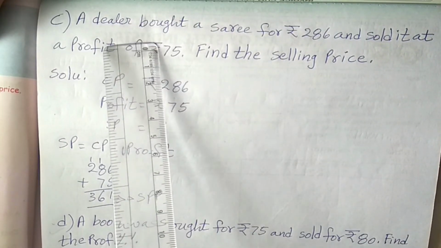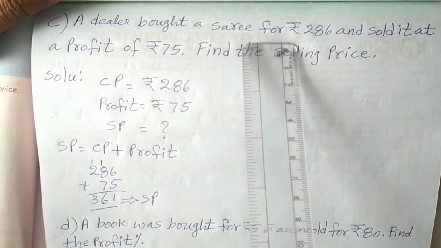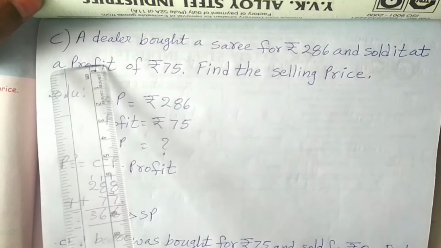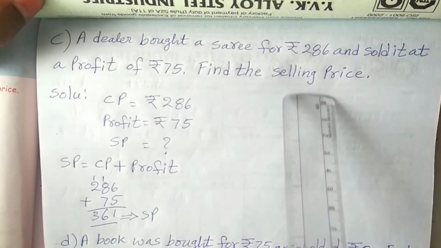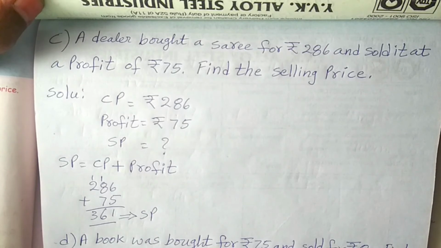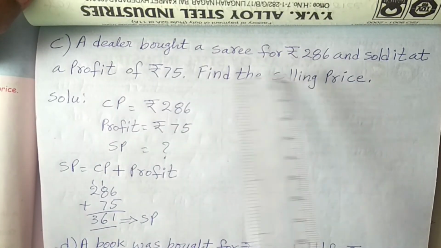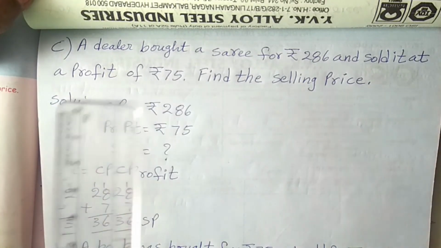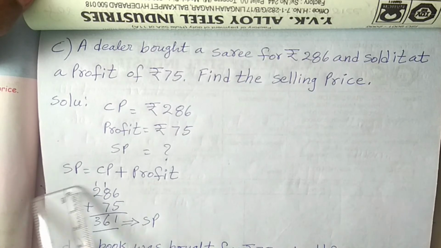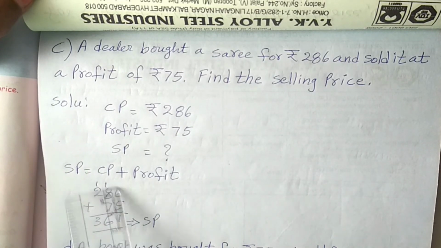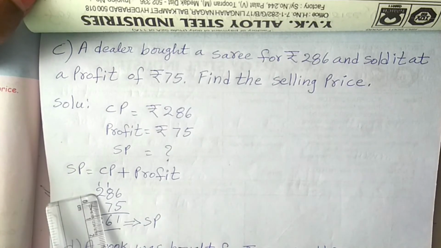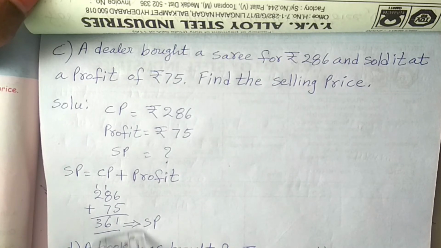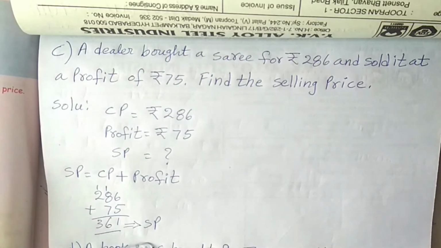See here, a dealer bought a saree for 286 rupees and sold it at a profit of 75 rupees. Find the selling price. Now solution. Cost price is how much? 286 and profit is 75 rupees. Now we don't know the selling price. What is the formula for selling price? Cost price plus profit is selling price. Now if we add 286 plus 75, it is 361. This is the selling price.